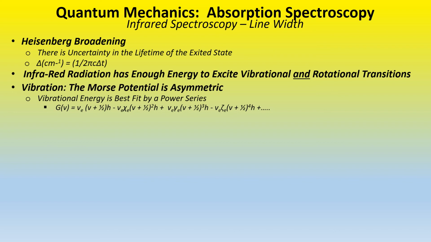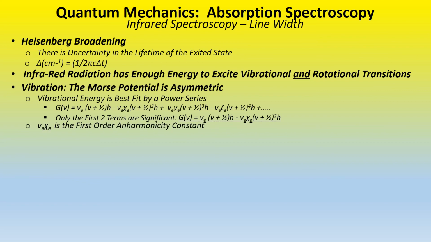In reality, to get the best fit, only the first two terms matter. And this term, nu_e chi_e, is called the first order anharmonicity constant. Essentially the fact that the bond, since you have different masses and the molecule is rotating, has some wiggle in it. A second reason why you get width is the molecule is also rotating. That provides a torque to give you anharmonicity.